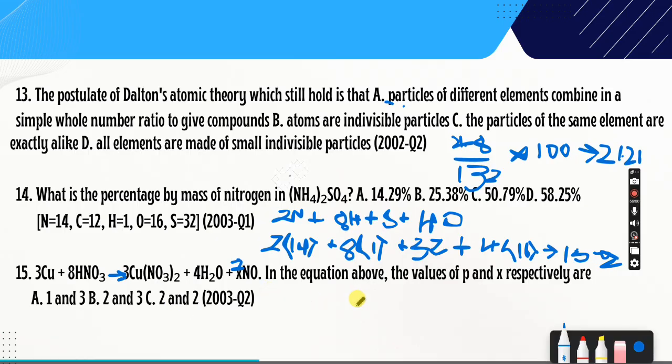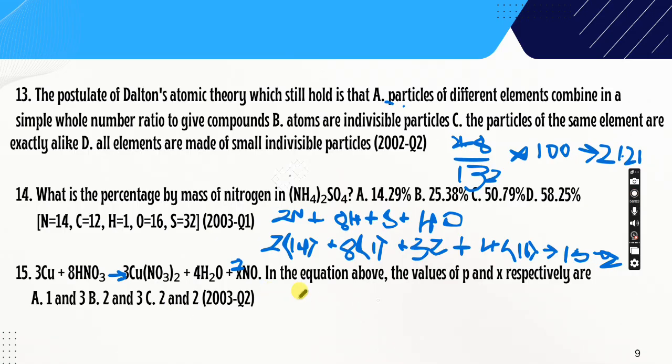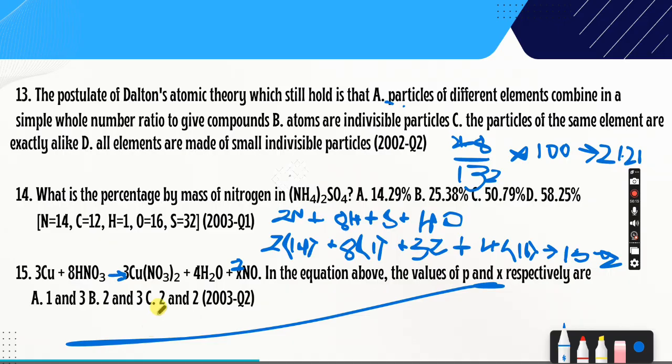And the P, where is P? Oh, there's no P here. But since it is P and X is at the back, and they are saying respectively, definitely the answer will be this one carrying 2, as the second option.